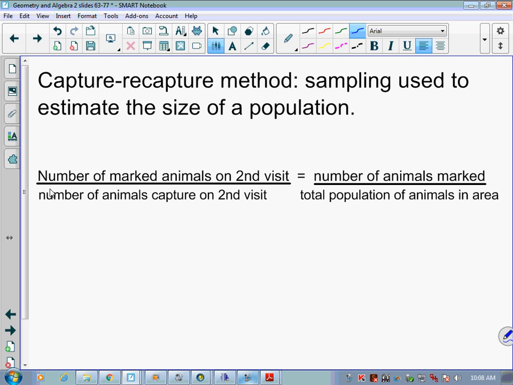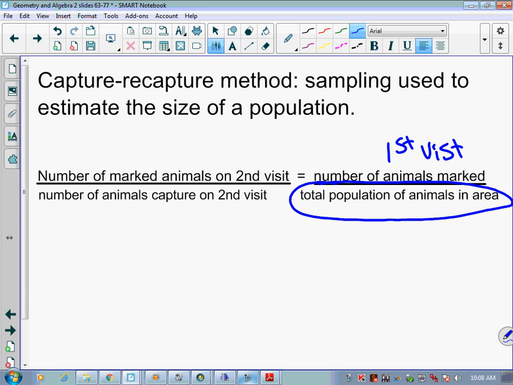Now, is there a chance that some of the foxes that they caught the second time are already tagged from the first time? Sure. And so what we see is we have a number of animals marked on the first visit, and we have the number of animals captured on the second visit, and the number marked on the second visit. And what we are solving for is this. So all this is a proportion.